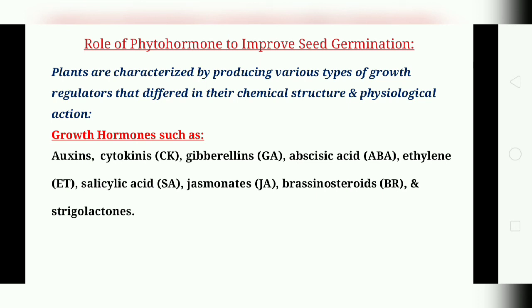By the combination of one or two hormones, or in some ratios, you can improve seed germination in many of these plants. DNA integrity can be changed, as well as protein and DNA content, by adding these hormones.